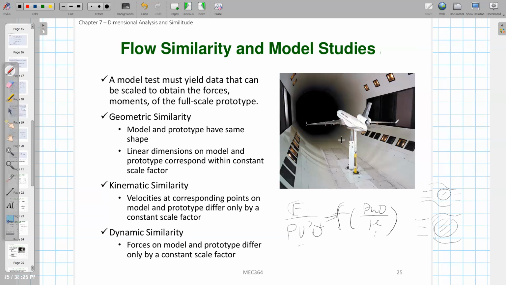Now the question comes out. If we measure experimentally in a wind tunnel with this small model-size airplane, how can we make sure that the experimental data I measured for the model size is also valid for the actual lift force and drag force of the real airplane flying under realistic flow conditions? How can we guarantee that?